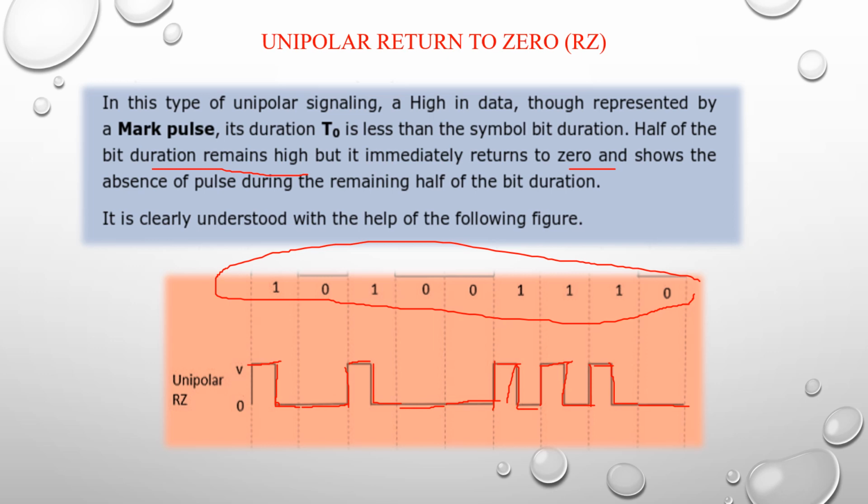In unipolar line coding, in case of 1 as the digital data, half of the bit duration is high, another half is returned to 0. If the input bit is 0, you retain it as it is.